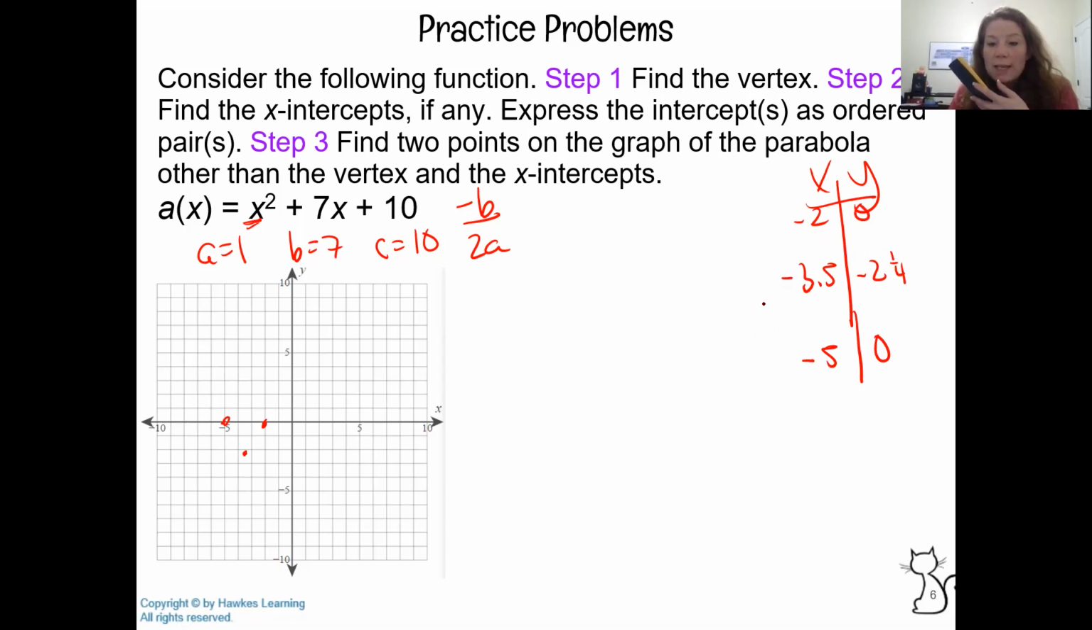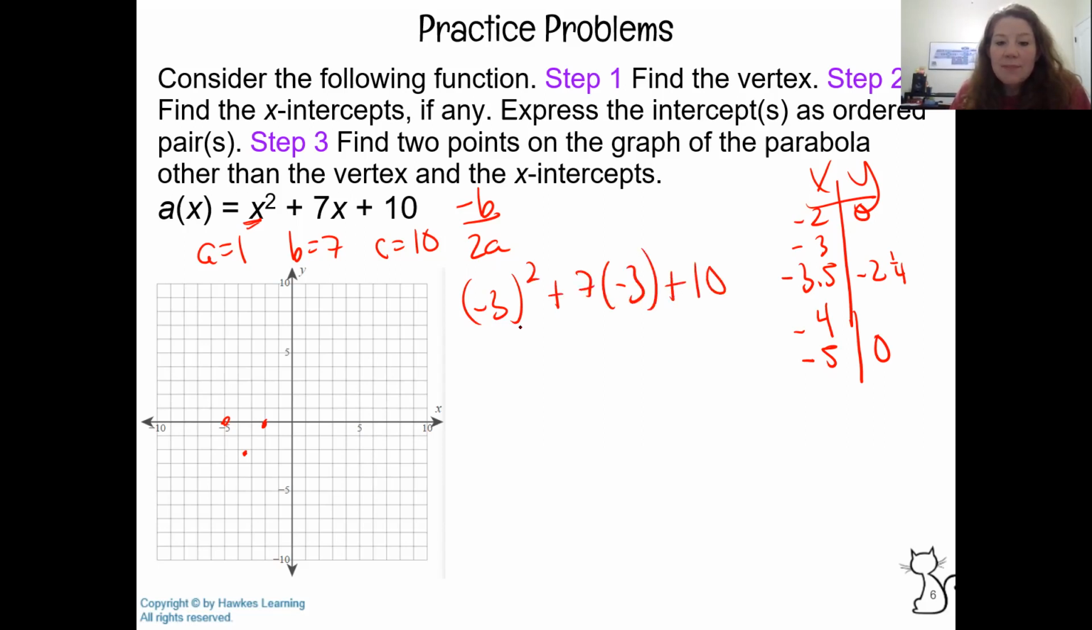So what would come between that? Well, we'll just go ahead and use whole numbers. Let's do -4 and -3, right? All right, so when x is -3, so we're going to do -3 squared plus 7 times -3 plus 10. So -3 squared is 9 minus 21 plus 10. I'm going to put that in my calculator. 9 minus 21 plus 10 is -2.